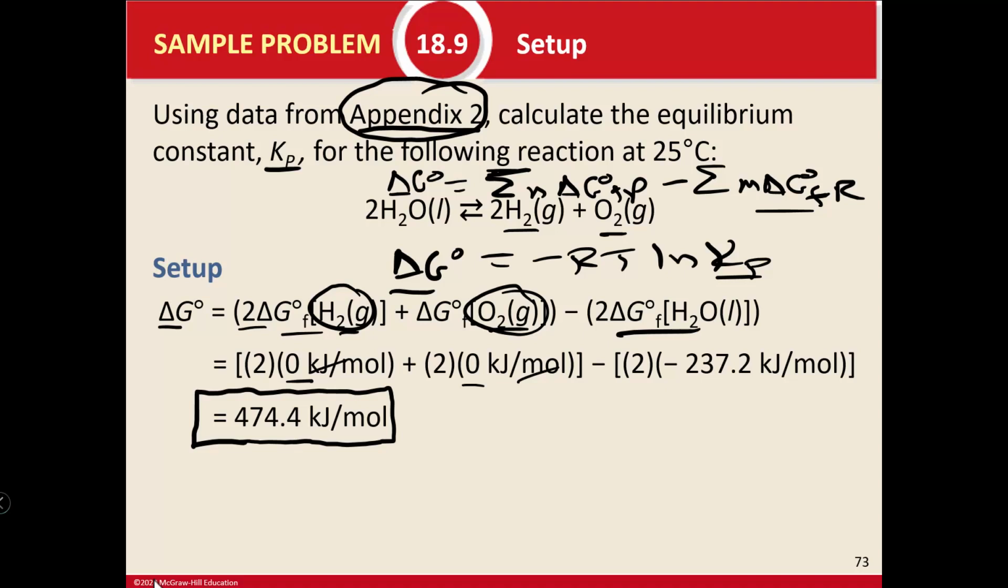So now I know this. I know what delta G naught is. I can plug it into the equation. I know what the temperature is. The temperature is 298 Kelvin. And I know R is 8.314 times 10 to the negative 3 kilojoules per mole. So I can plug that all into that equation.